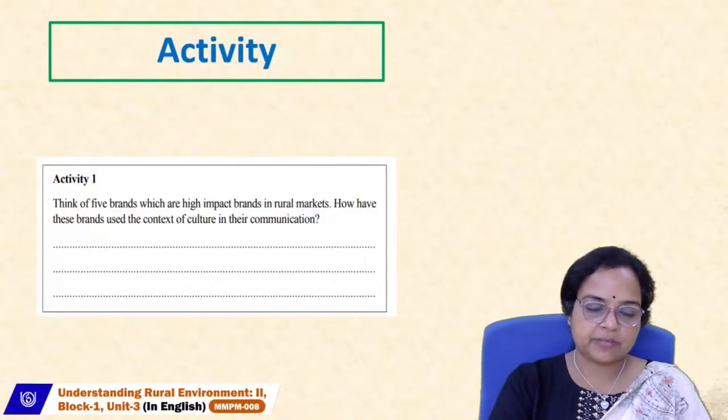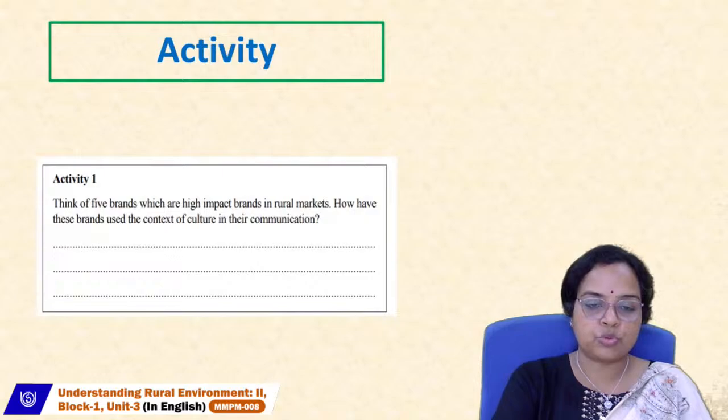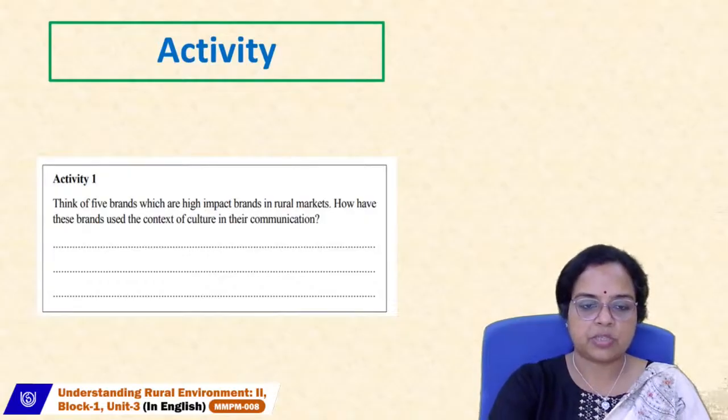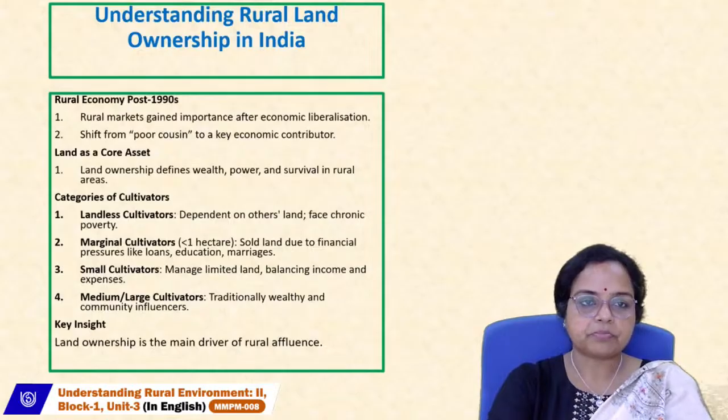You can do a small activity based on this. Think of five high impact brands in the rural market, and how these brands have used the context of culture in their communication, so that you will get clarity on this discussion.